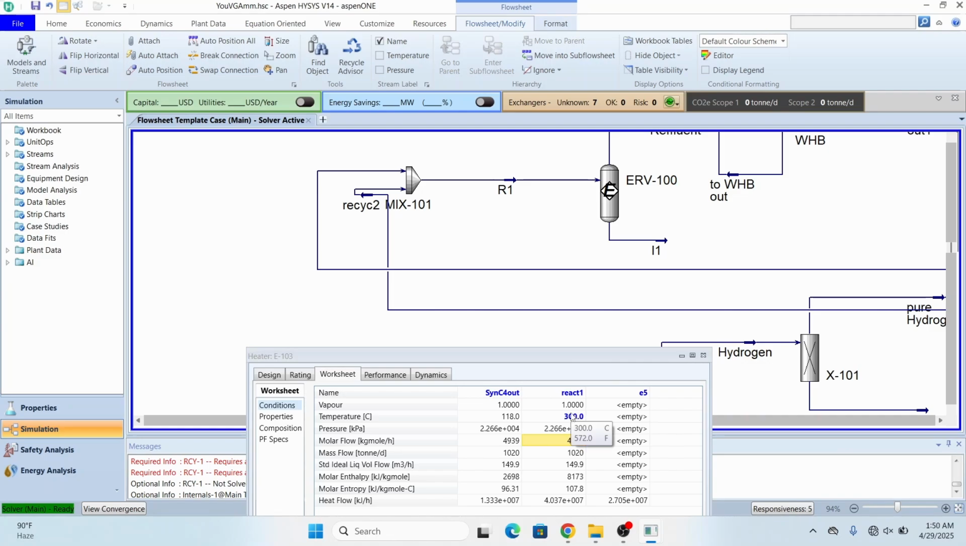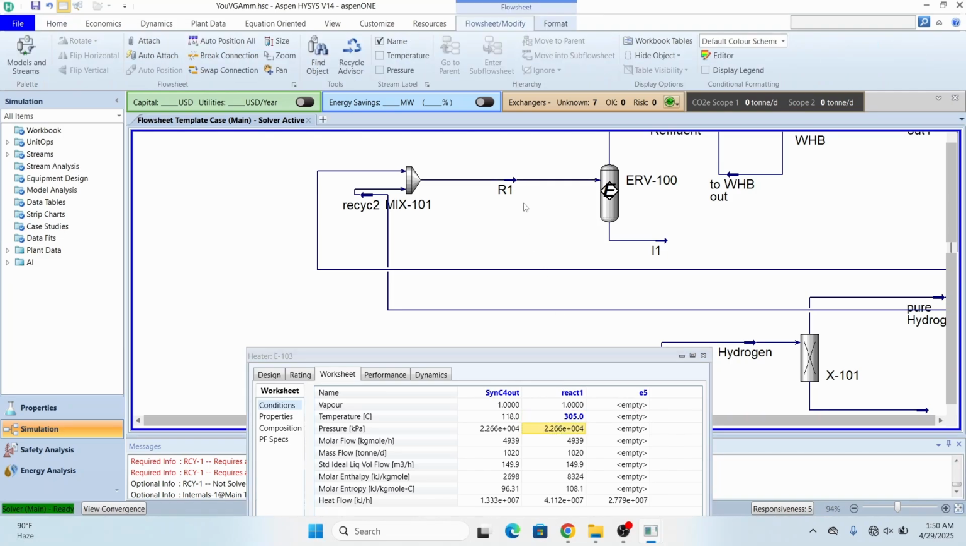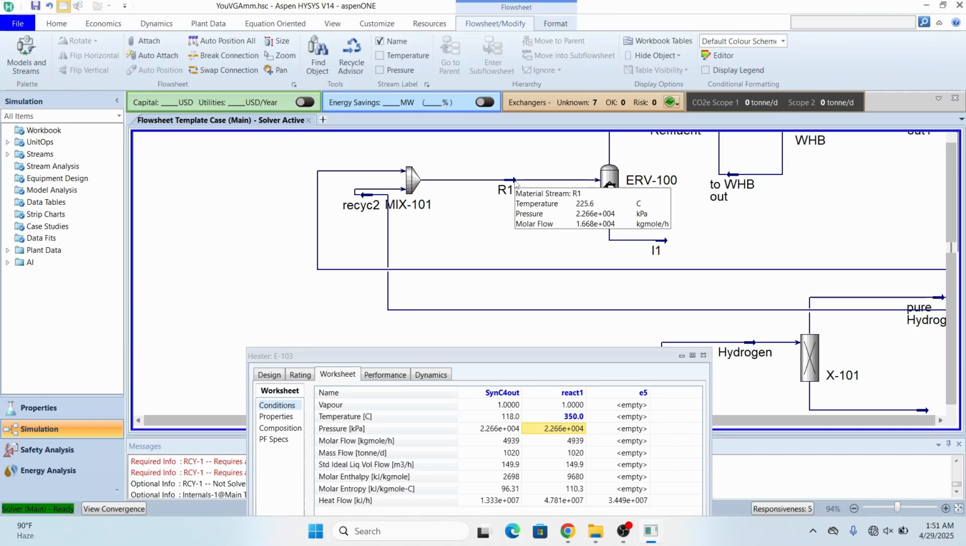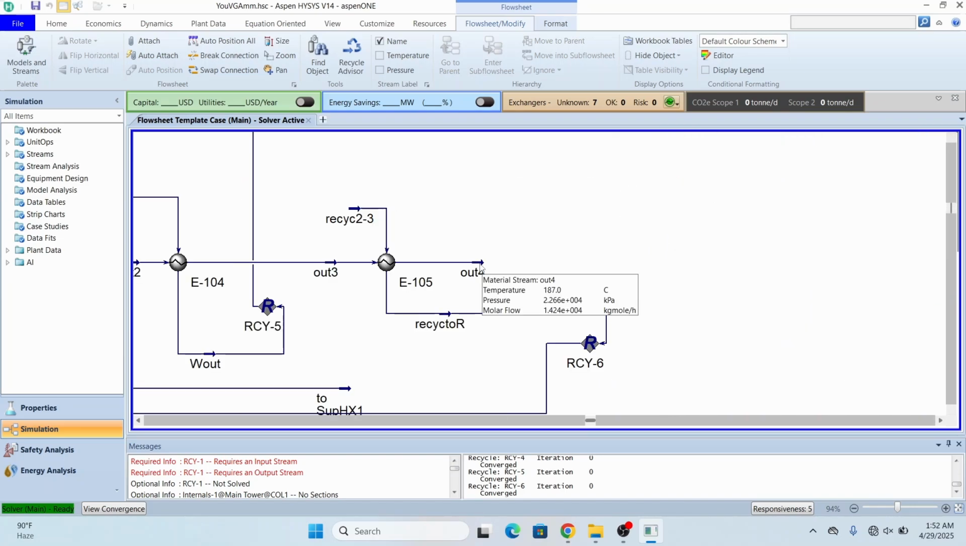So if I increase the temperature to 305 degrees, you can see it is 212. Again, I can increase it to 315, and now you can see it is equal to 225 degrees. That was my reactor inlet temperature. So that is good. So if I make it like this over here, that is good. You can see that now the temperature has decreased to 187.